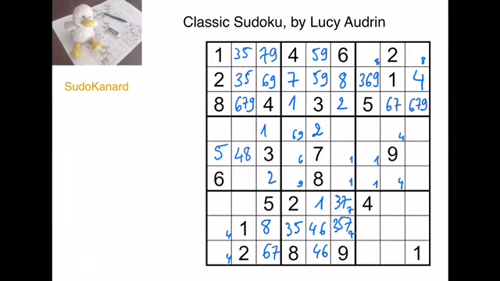This is 4 or 8. That's 4, 7 or 9. This is also 4, 7 or 9. There's an 8 in one of those cells. This 4 makes this not a 4. We have 3 and 4 in those cells. 3, 4 with a 7 or 9.